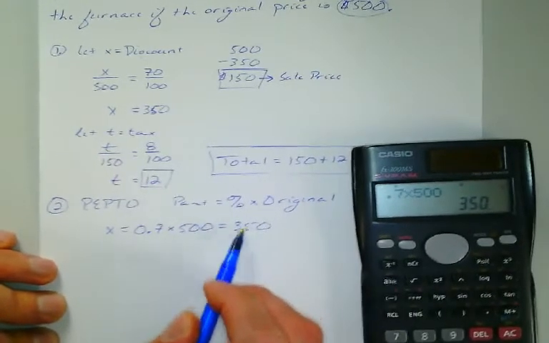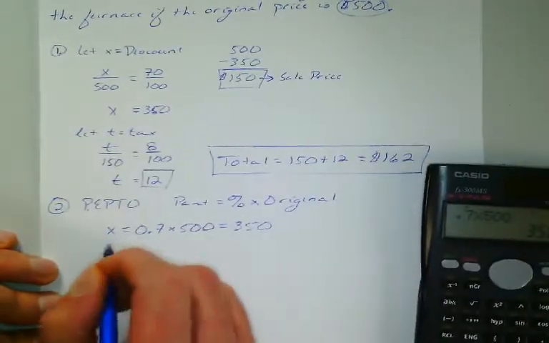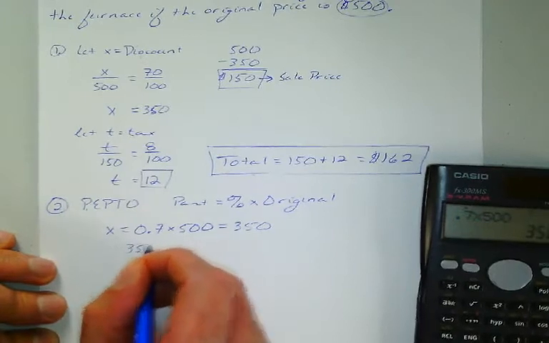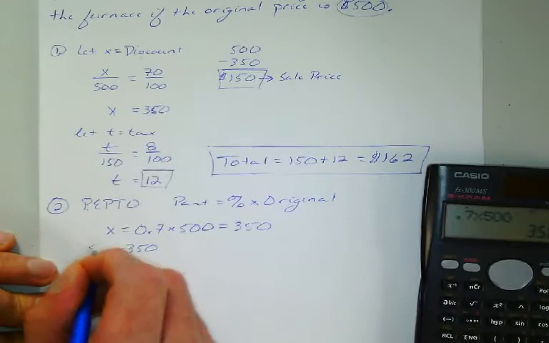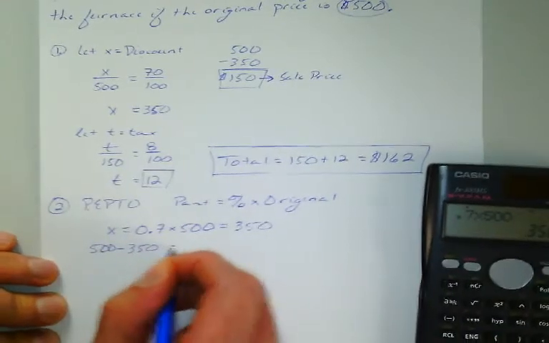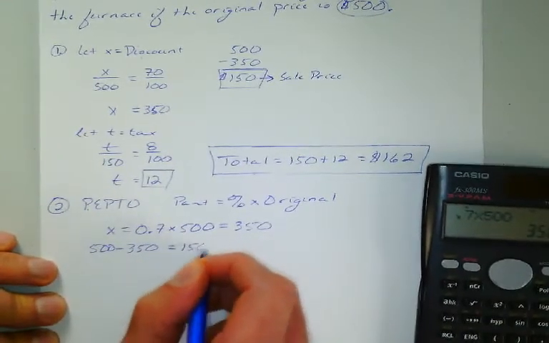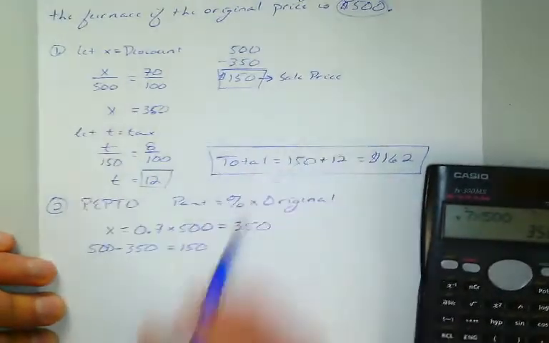Discounts get subtracted, so I need to do 350 subtracted from, well, I kind of reversed my order there, 500, and that gives us a sale price of 150. Same as what we got above.